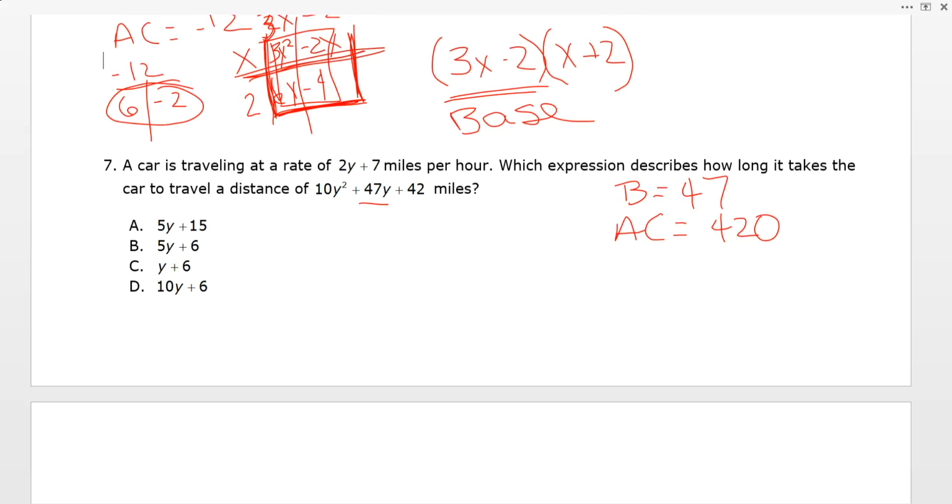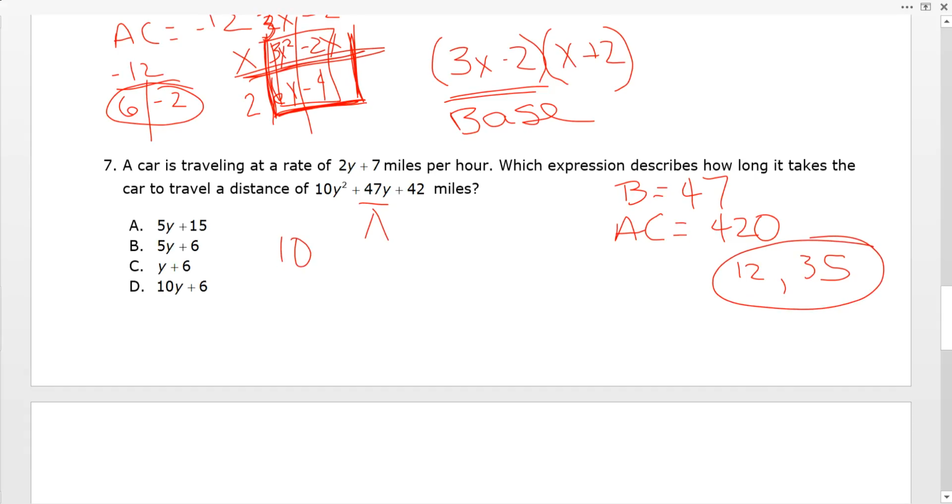5 and 84 is too much. 6 and 70, 7 and 60. 10 and 42 makes 52. 12 and 35 make 47. So my magic numbers are 12 and 35. All right, so because I have room, I'm going to go ahead and split this up. So I have 10y squared plus 12y plus 35y plus 42.